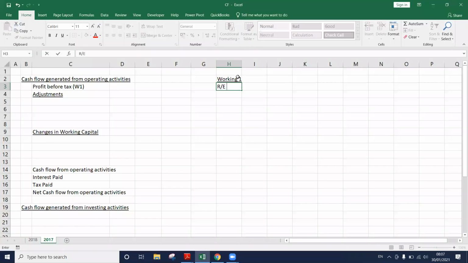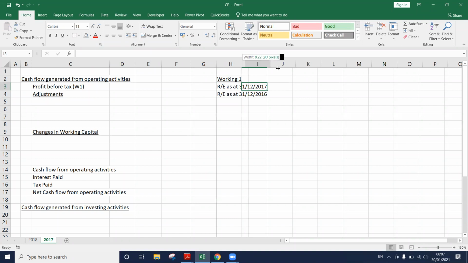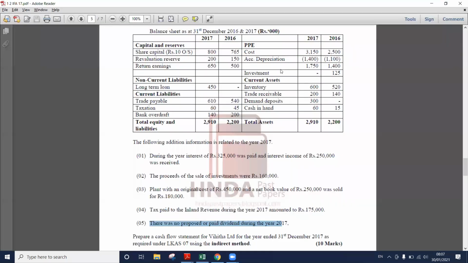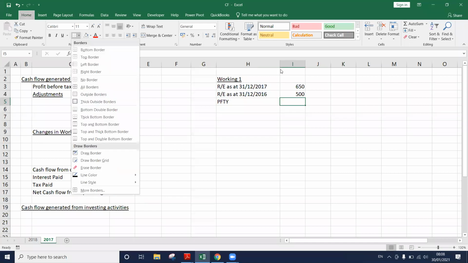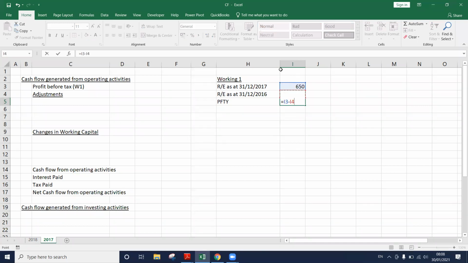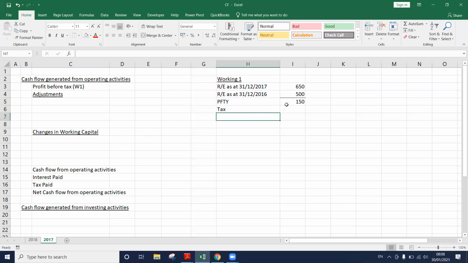Retained earnings as at 31st December 2017 and retained earnings as at 31st December 2016. How much is the 2017 closing? 650 and 500. Therefore, profit for the year, or net profit, is the difference of this, 150. This is the net profit for the year, or the profit after tax figure. But here we need to consider profit before tax. So the figure of 150 is after deducting tax.